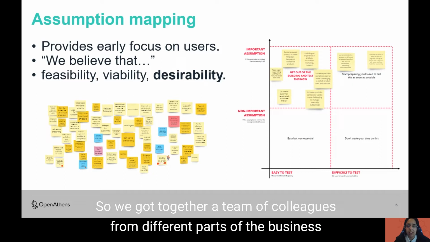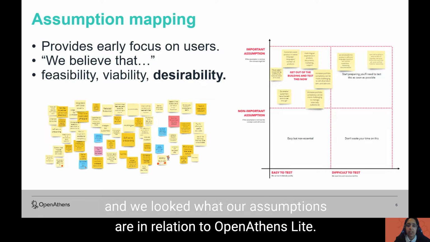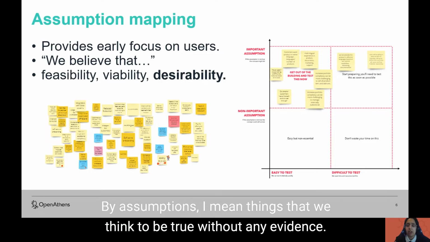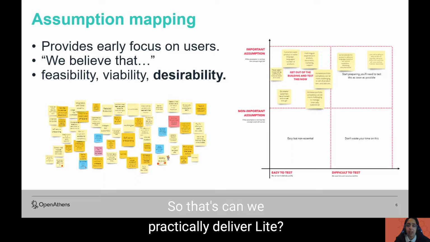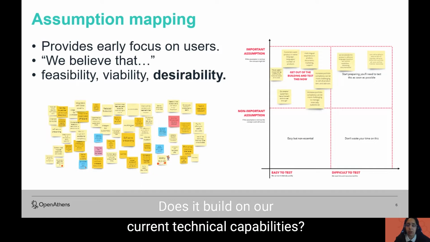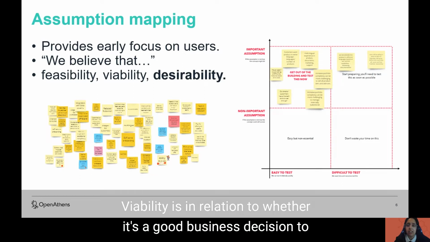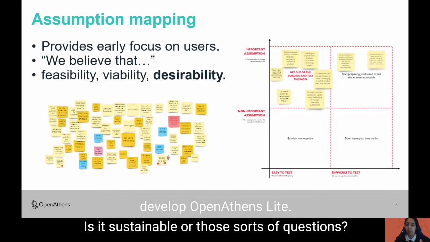So we got together a team of colleagues from different parts of the business, and we looked at what our assumptions are in relation to OpenAthens Lite. By assumptions, I mean things that we think to be true without any evidence. And in particular, we looked at the business feasibility. So that's can we practically deliver Lite? Does it build on our current technical capabilities? Viability is in relation to whether it's a good business decision to develop OpenAthens Lite. Is it sustainable? All those sorts of questions.